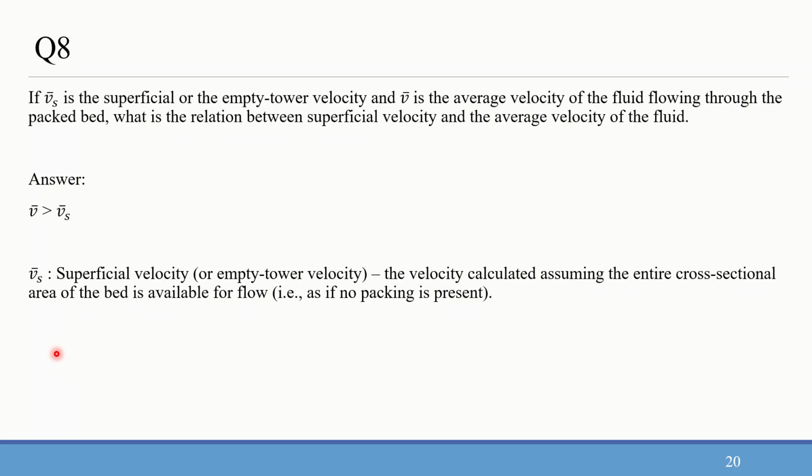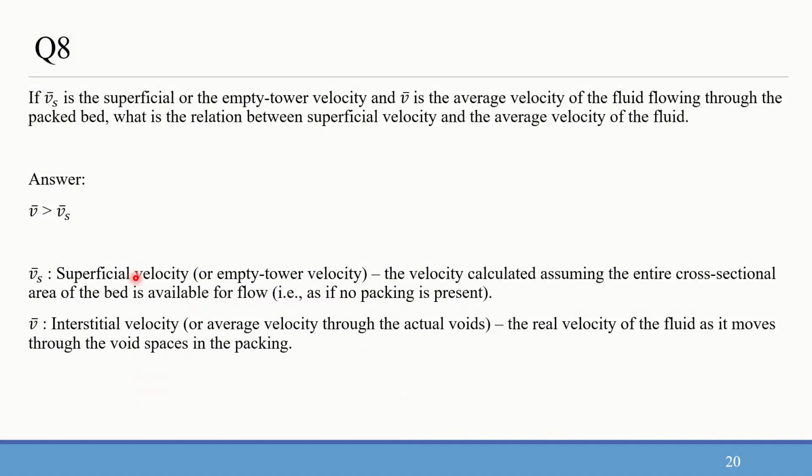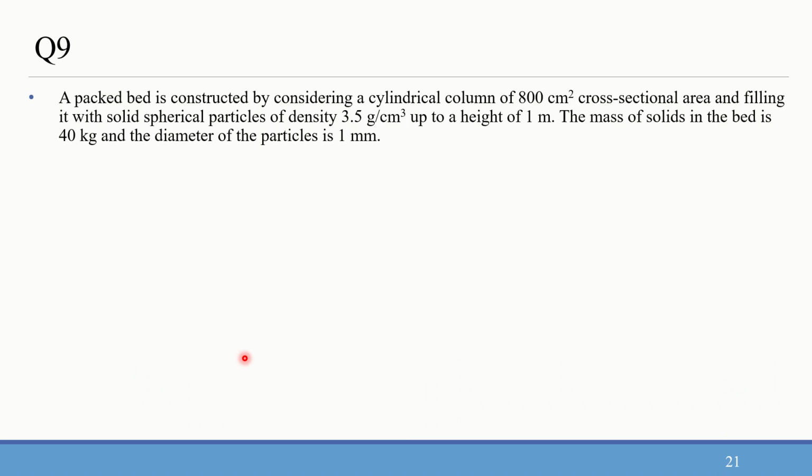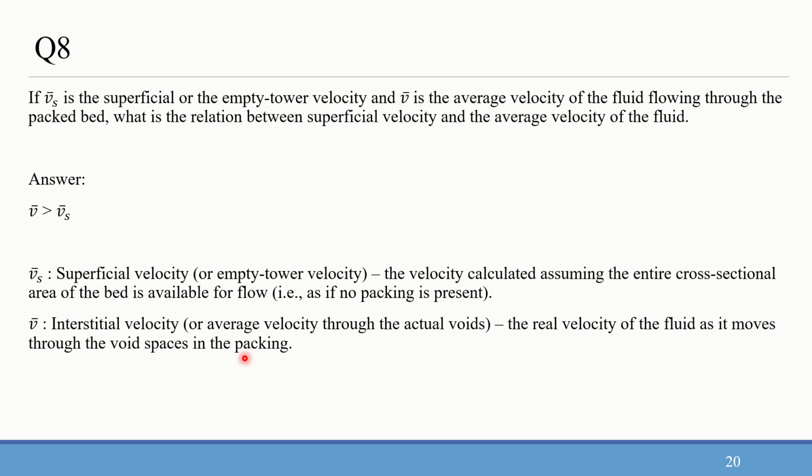Vs is the superficial or the empty tower velocity. The velocity calculated assuming the entire cross-sectional area of the bed is available for flow, that is, as if no packing is present. That is why it is also called the empty tower velocity. And V bar is the interstitial velocity, or average velocity through the actual voids, the real velocity of the fluid as it moves through the void spaces in the packing. So the real velocity is always greater than the superficial or the empty tower velocity.